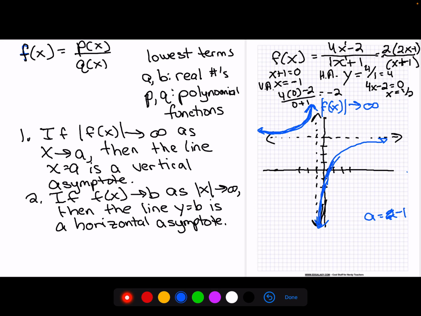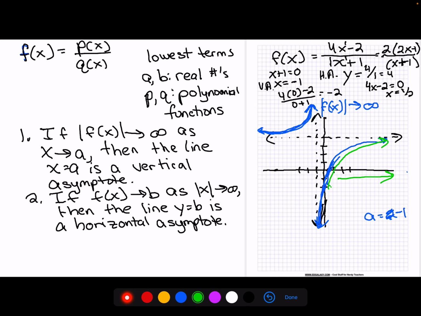Then, if you're looking at the pattern of the function as the absolute value of x goes to infinity, as your x going to infinity would be going to the right, what is f of x approaching? Well, f of x is approaching that horizontal asymptote there, that y equals 4. So that's another indication of what's happening there with that definition.